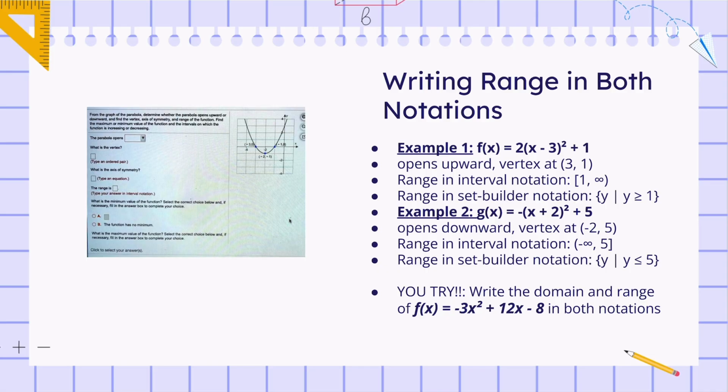Now that we've seen two examples of stating the range, remember that the domain is always x is all real numbers, or from negative infinity to positive infinity when we're writing it in interval notation. So I want you to write the domain and range of f(x) = -3x² + 12x - 8 in both of those notations.